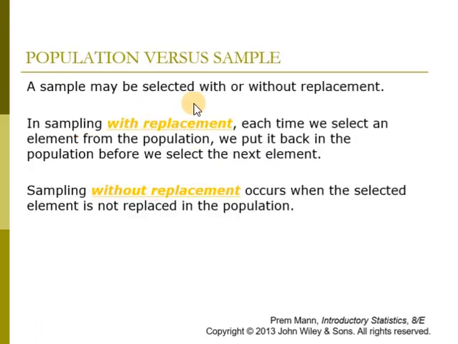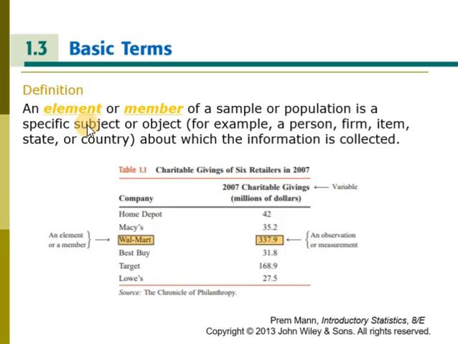A sample may be selected with or without replacement. If you take 15 samples out of a population of 30, and after you collect the data from one of the respondents, you exclude that one and replace them with another student from the population, that is sampling with replacement. But if you exclude that student, the 15 samples become 14 and you don't do any replacement, that becomes sampling without replacement.